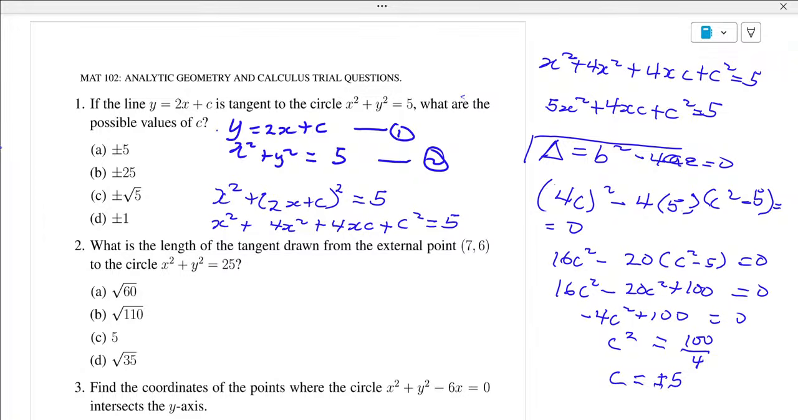Okay, so one thing is that we have to be able to determine our center and then our radius from whatever is given to us. The length of the tangent L drawn from the external point (x1, y1) to a circle centered at the origin, x squared plus y squared equals r squared, is given by the general formula. So L is equal to the square root of x1 squared plus y1 squared minus r squared.